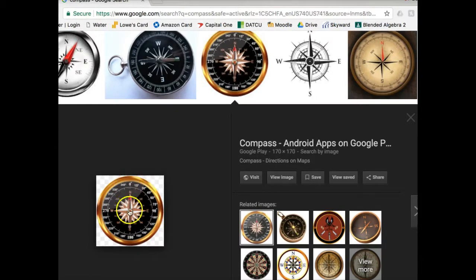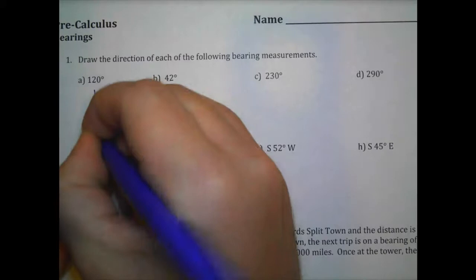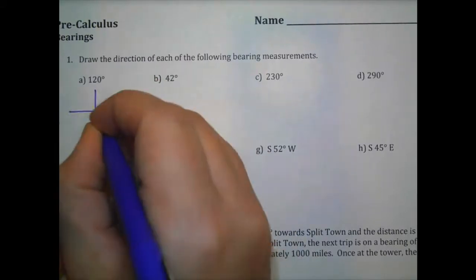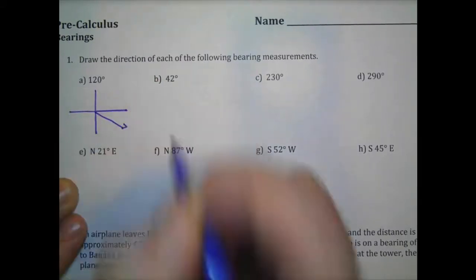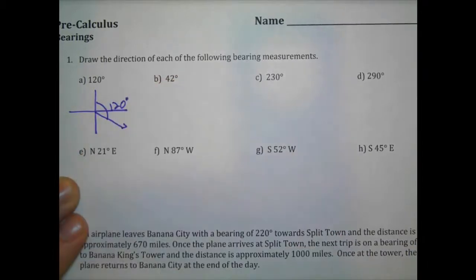0 degrees is straight up. Due north is considered to be 0 degrees, and notice they go around clockwise. So 90 degrees is right there, 180 degrees is right there, 270 degrees is right there, and then a full circle would be 360, but it just brings us back to 0 degrees. So when we're drawing these things, the first one here is 120 degrees. That's a little bit more than 90. It's actually 30 more than 90. So 120 degrees would be somewhere right there. So that is the direction of 120 degrees.